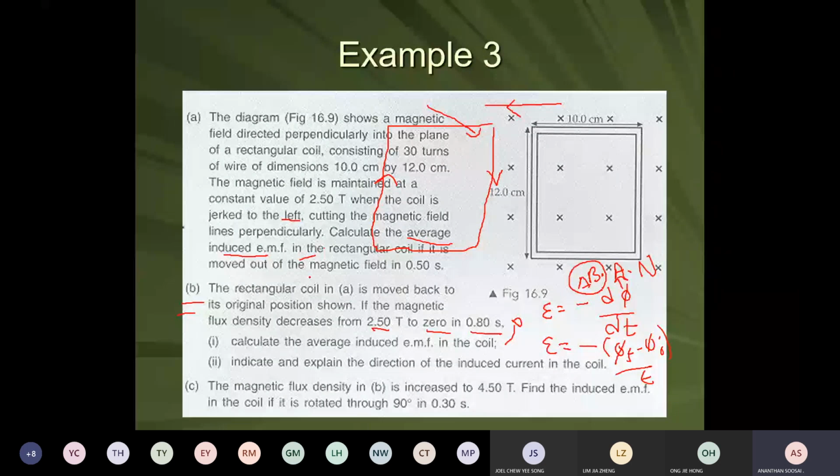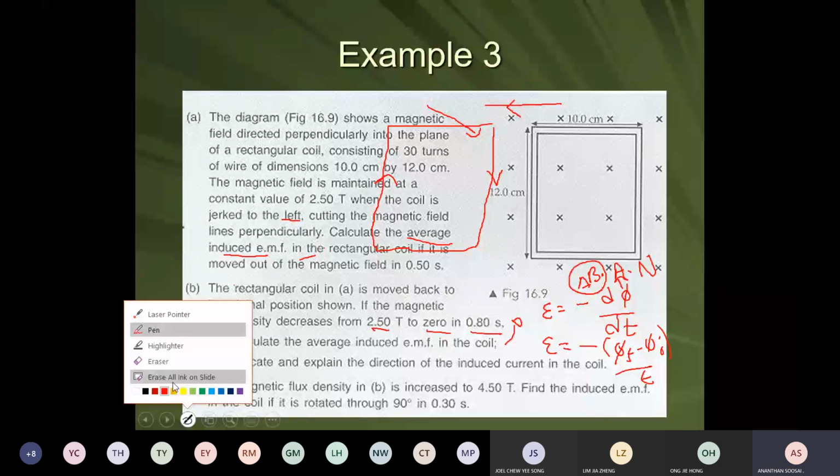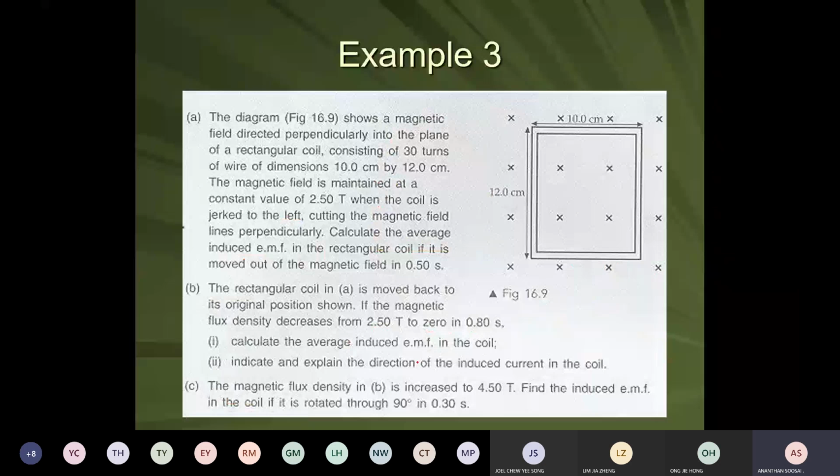Indicate and explain the direction of the induced current in the coil. Can you tell me the direction of the current now for part B? Use your Lenz's law to find the direction of the current in this coil. Will current flow clockwise or anti-clockwise?